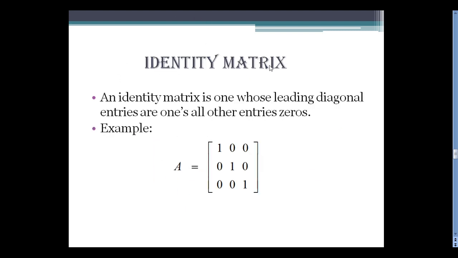Next we will see the identity matrix. An identity matrix is one whose leading diagonal entries are 1s. The leading diagonal entries, you could see all the values are 1, and other values are 0. We call it an identity matrix.